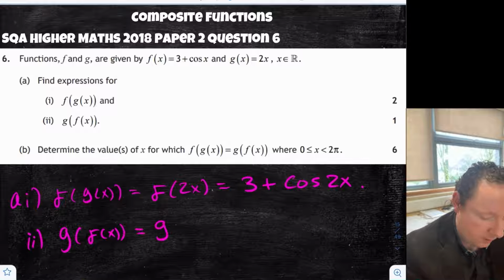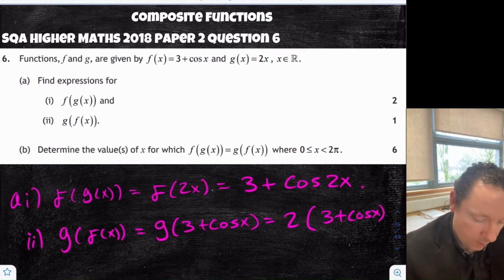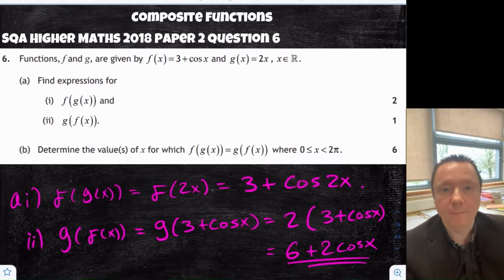So every time I see x in g, I write f of x for x, and f of x is 3 plus cos x. So it's g of 3 plus cos x. g is 2x, so that's 2 times 3 plus cos x. And we can tidy that up a little bit by multiplying the bracket out to get 6 plus 2 cos x, and we're done there.